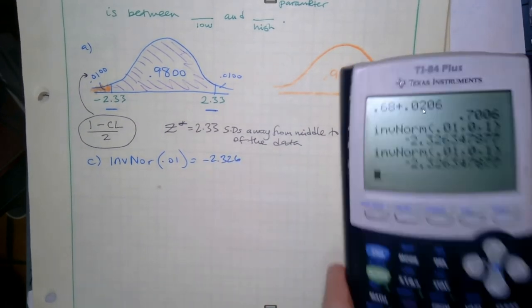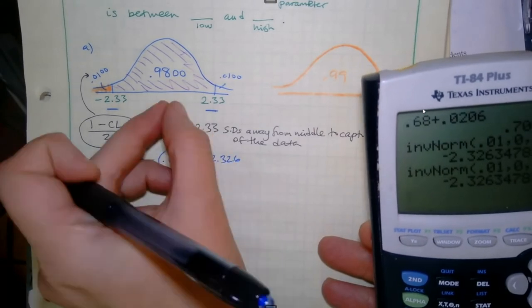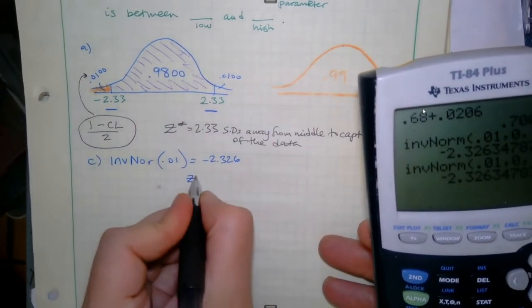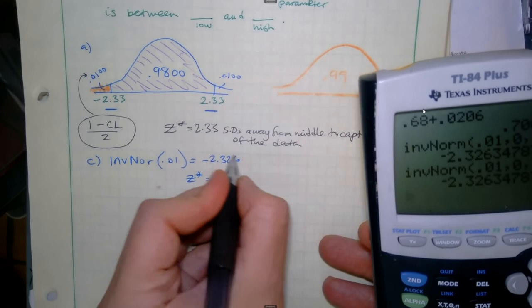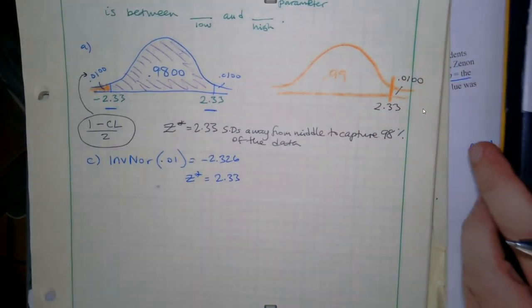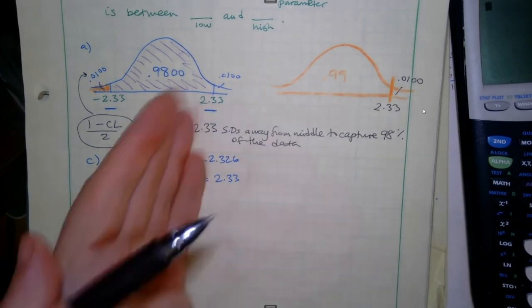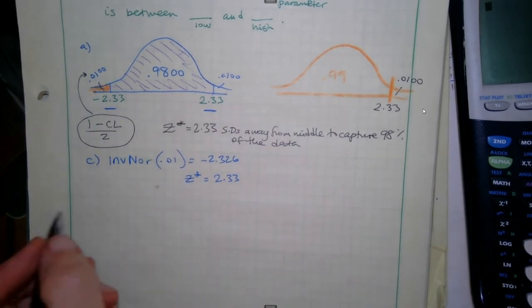So a couple things, guys. If you do it this way, it's going to give you the negative, but this is a quantity, left and right. So the critical value, I'm going to drop the negative and round 2.33. So that's how you do that with the calculator. If you want to double check that your work was good, recommend.